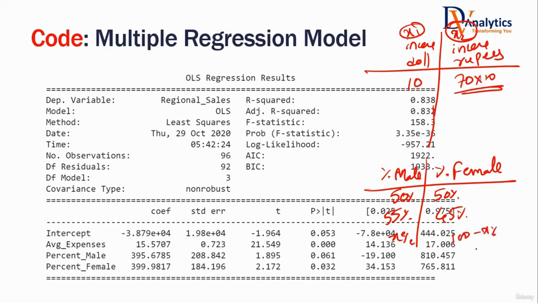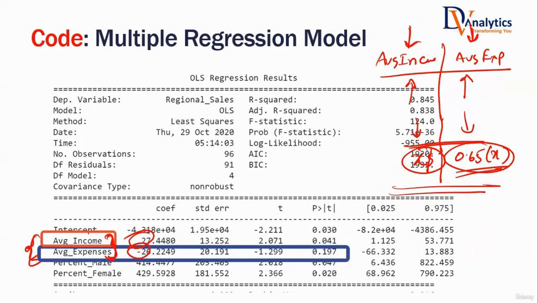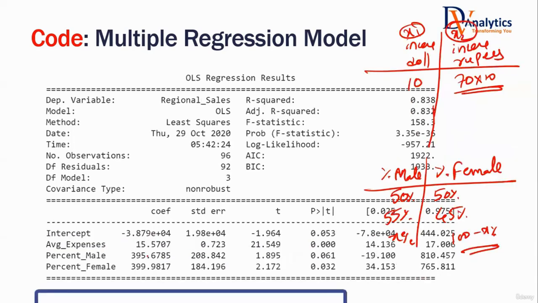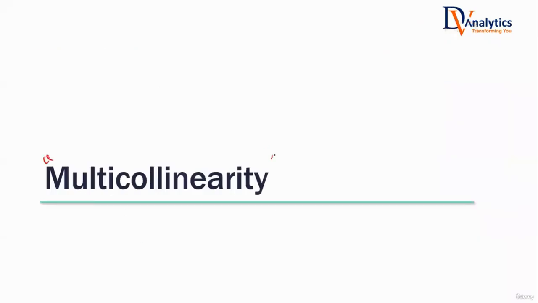100 minus X. Is it fair to say percentage male and percentage female don't carry two different dimensions of information? It is pretty much the same information, but expressed in two units. Yes or no? Yes, sir. These types of variables are interdependent, and when variables are interdependent, you cannot really trust the coefficients. That phenomenon is known as multicollinearity.